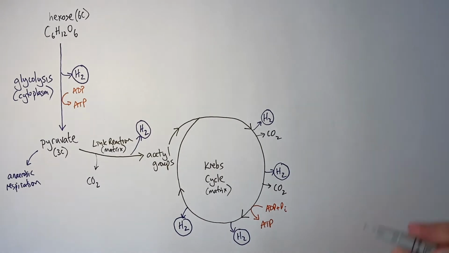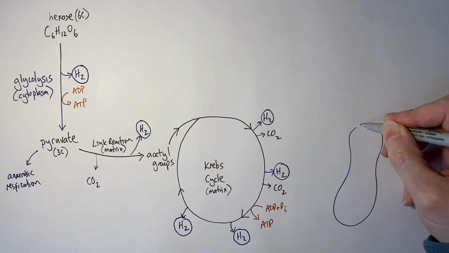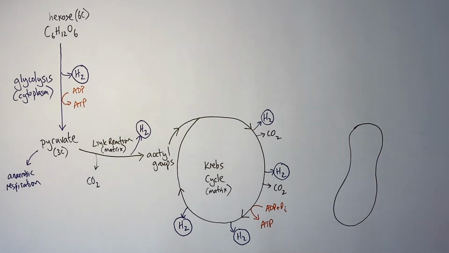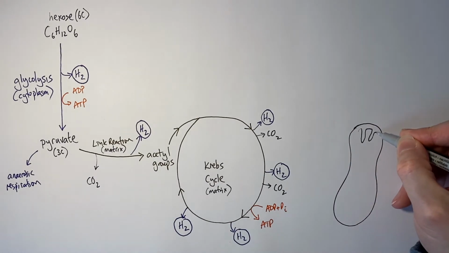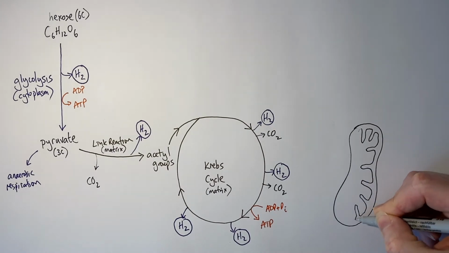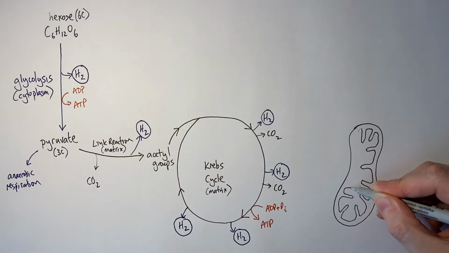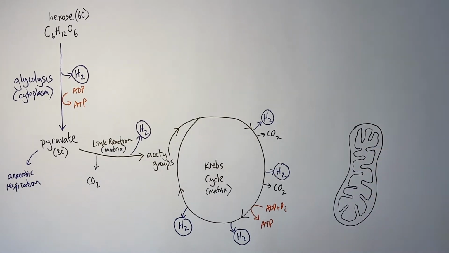So let me just do a little reminder of the structure of mitochondria. Mitochondria are made of two membranes, an outer membrane, which is pretty boring, and then an inner membrane, which has got lots of folds on it. And these folds are called cristae. And they project into a semi-fluid center. And so this semi-fluid center, that is the matrix. So that is where the link reaction and Krebs cycle is taking place.